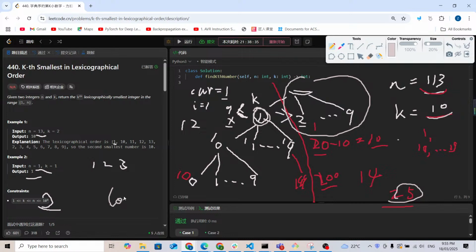Actually, the time complexity is going to be log n squared, because we're going to use 2 log n. The loop is going to take log n time, but inside the loop there's going to be another log n. So it's going to be log n squared, which is really fast.